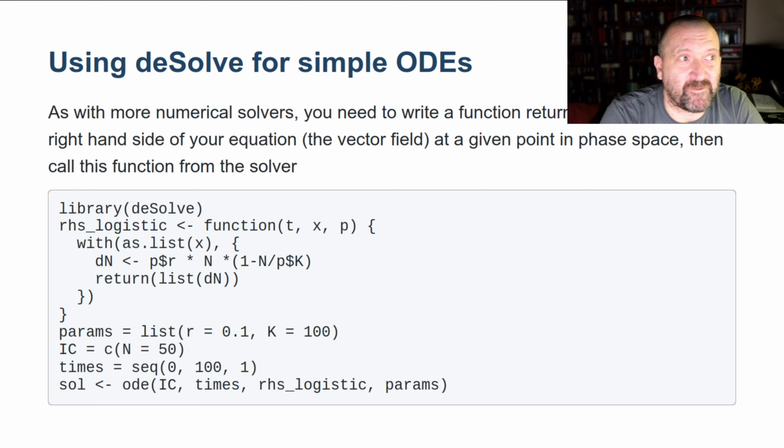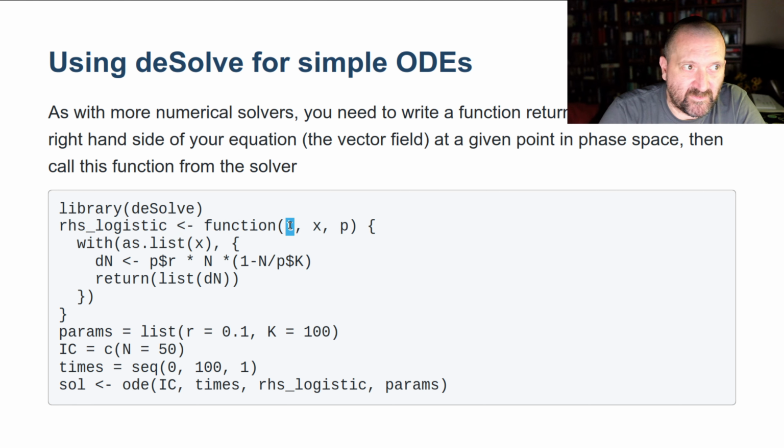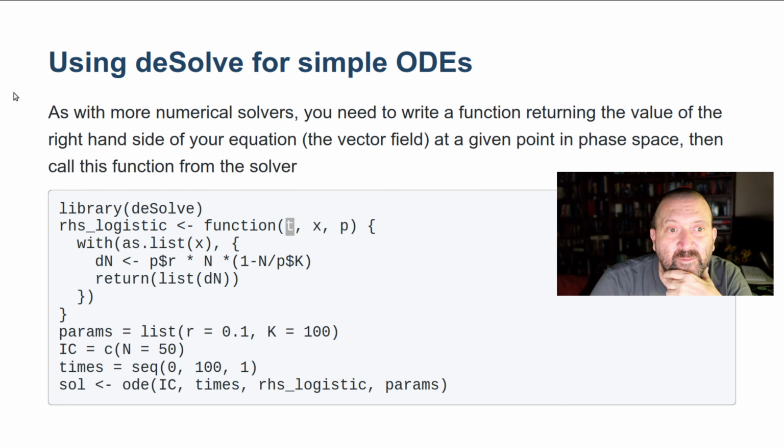Okay. So let me very briefly illustrate how things would work. You need to call the library. As with virtually all numerical solvers for ODEs, what you do is you define a right-hand side that depends potentially on time, if your right-hand side is non-autonomous. It depends on the state, x, and it depends potentially, and it will for me, on parameters. And here I'm writing a logistic function.